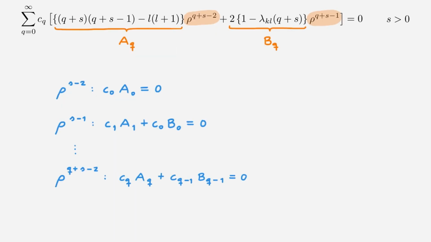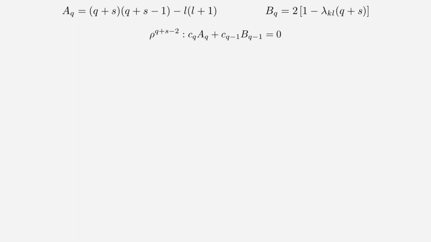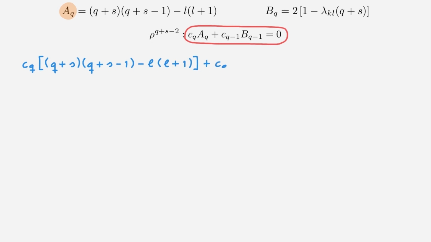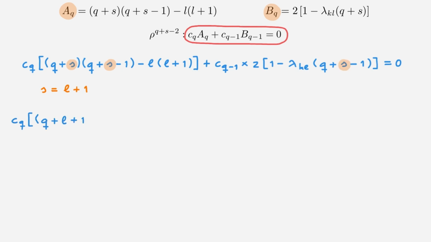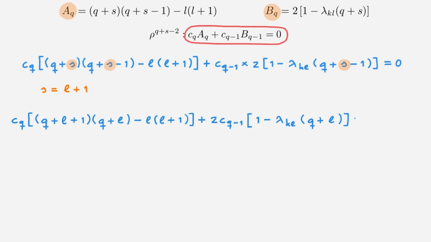Going back to our set of equations, we're now ready to look at the general power q plus s minus 2. We have to use this equation here, and we start with cq, then we use the expression for a up here to write down its value at aq. Then we add c q minus 1 and use the expression for b here to write down the expression for b q minus 1, and all is equal to 0. We've just shown that s equals l plus 1, and using this expression for s here, here, and here, we end up with this term proportional to the cq coefficient, and with this term proportional to the c q minus 1 coefficient, and all equal to 0.